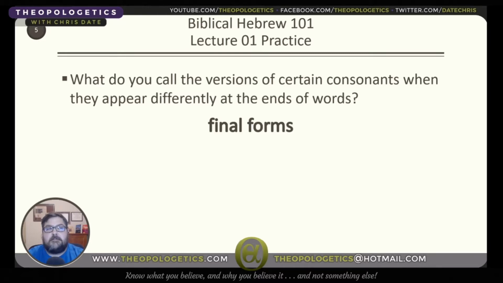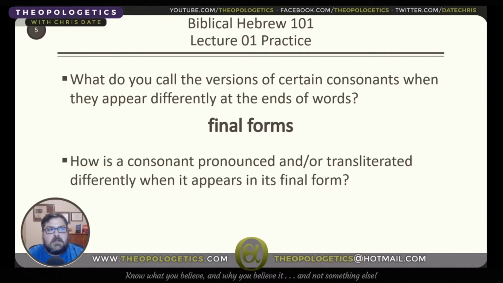They're called final forms, as distinct from their medial forms. How is a consonant pronounced and/or transliterated differently when it appears in its final form? The answer is no differently. So this was a bit of a trick question. The final forms, if you'll recall, are neither pronounced nor transliterated differently than their corresponding medial forms.